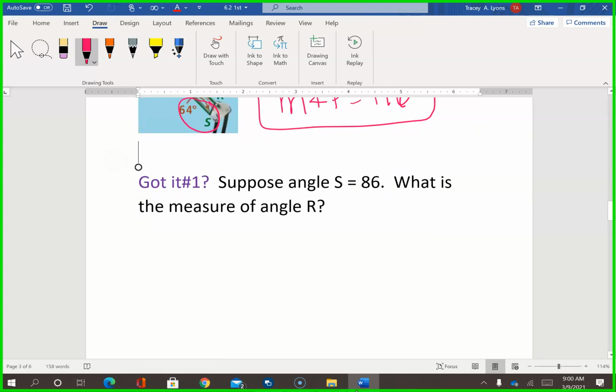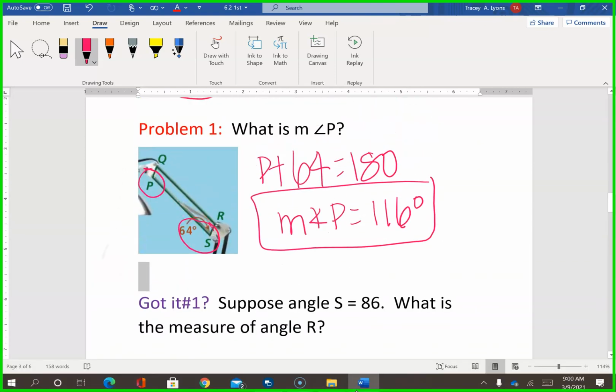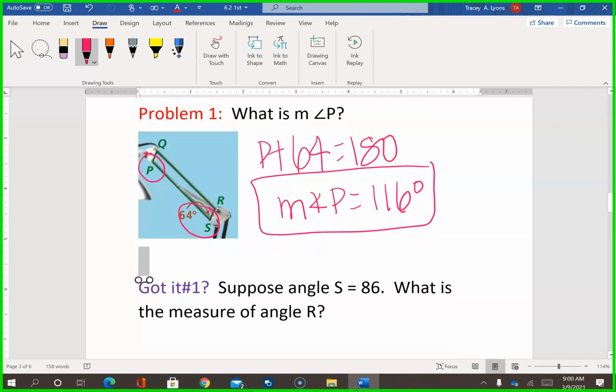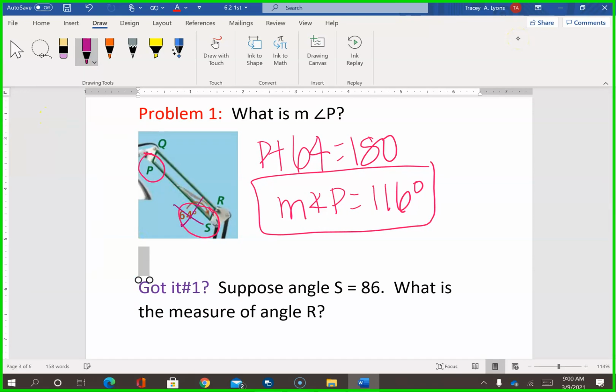Suppose angle S is 86. What's the measure of angle R? So S is 86 this time, so I'm going to cross it out. So we'll go S is 86. They want to know what R is. So when we're looking at them, we're looking at S and R at the same time. Those are also consecutive. So R plus 86 equals 180. And when you subtract 86, you get R is 94.